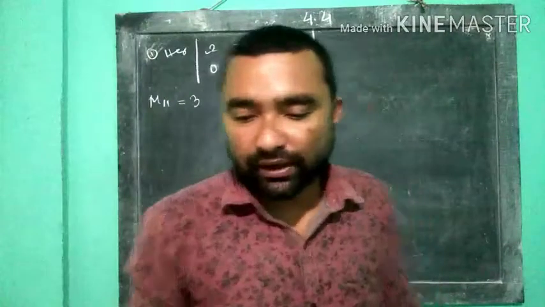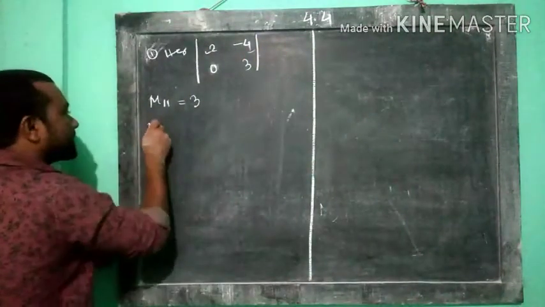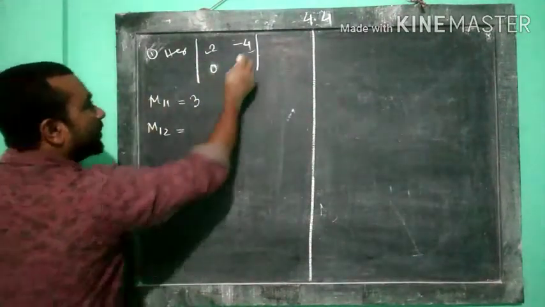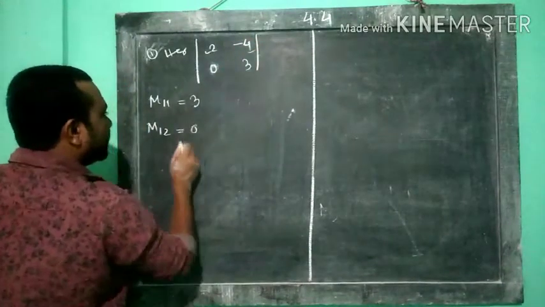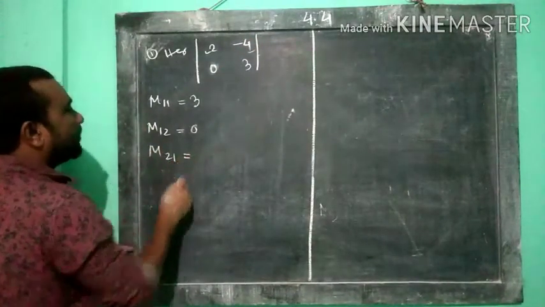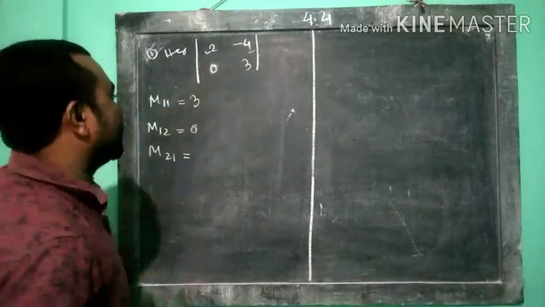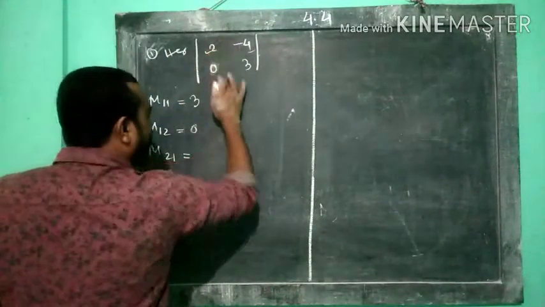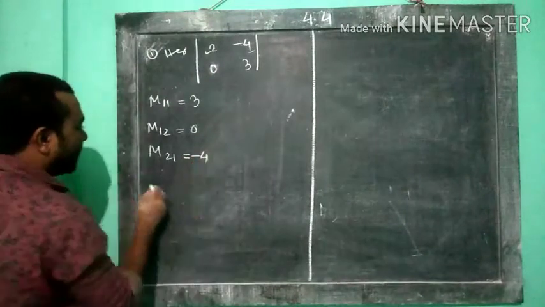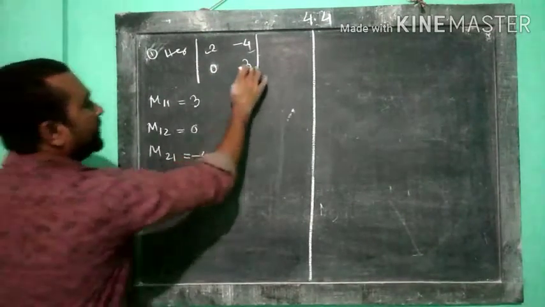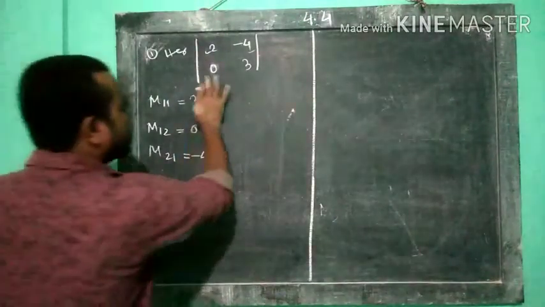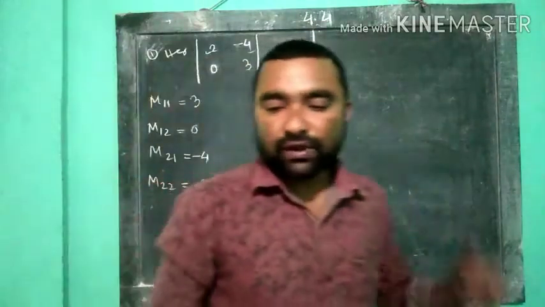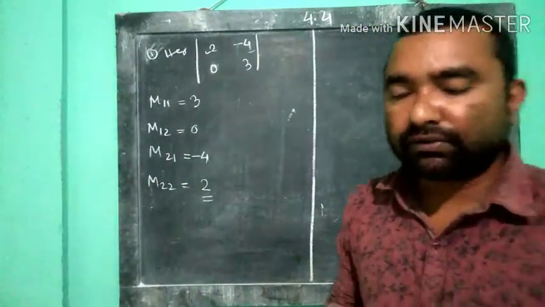What is the minor of minus 4? This is M12 because it lies in the first row and second column. Cancelling this row and this column, the minor is 0. And M21, the minor of 0, lies in the second row and first column. Cancelling the second row and first column, we get minus 4. Again M22, the minor of element 3, cancelling the second row and second column, this is the minor. In this way we find the minors. Now we are going to find the cofactors.